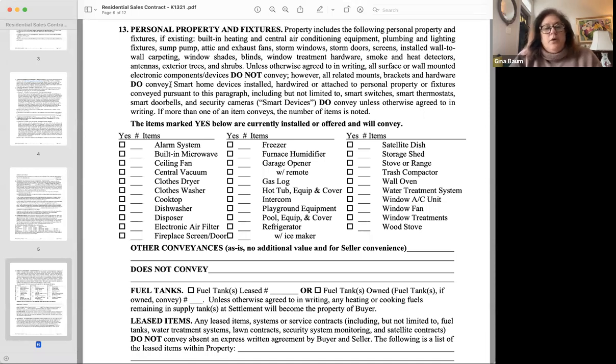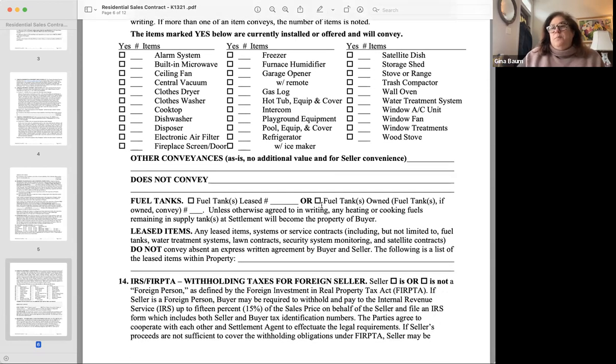Okay, so this is a paragraph where you can lose a lot of money very quickly. Notice there's no discussion about wine fridges here. Wine fridges can be built in and they can also be freestanding. They can be removed very easily. If there's a wine fridge, I would definitely put in here the specification of the wine fridge either staying or going.